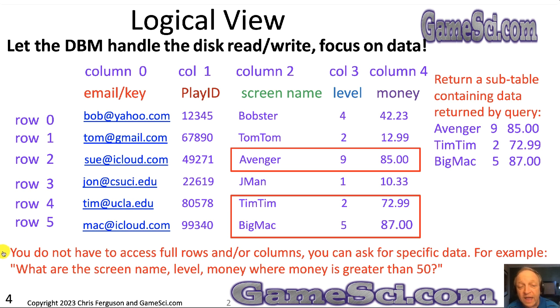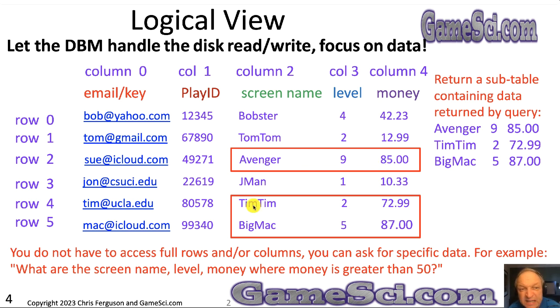You do not have to access full rows and/or columns. You could ask for specific data. For example, what are the screen name, level, and money where money is greater than 50? If you look at the money column, only 3 entries are greater than 50. And I'm asking for the screen name, the level, and the money only.